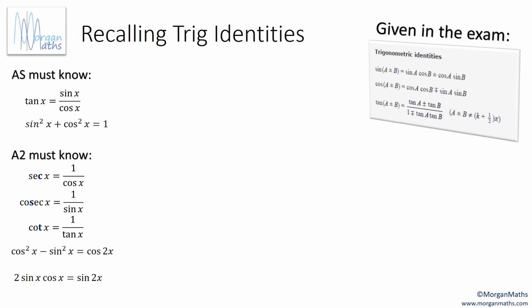And then at A2, you need to know your reciprocal functions, your sec, cosec, and cot. Remember, you use the third letter of each of sec, cosec, and cot to memorize whether it's 1 over cos, 1 over sine, or 1 over tan x. And then finally, you have your two double angles formula.